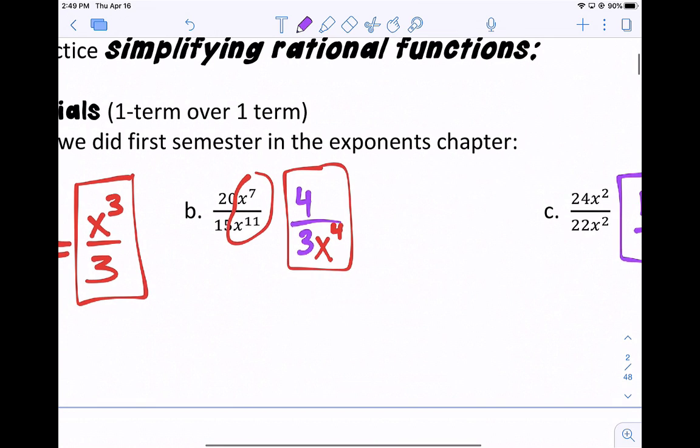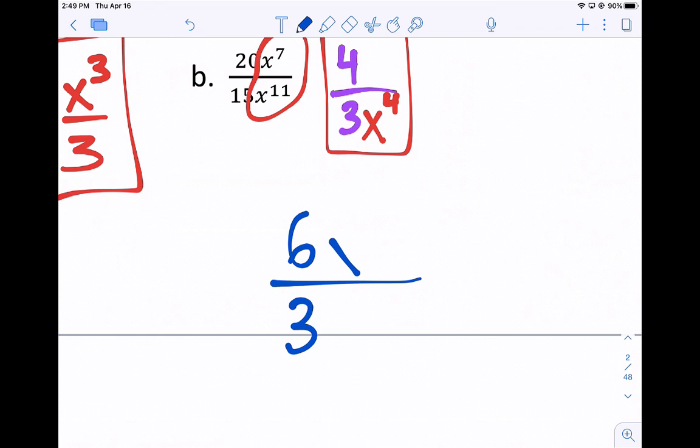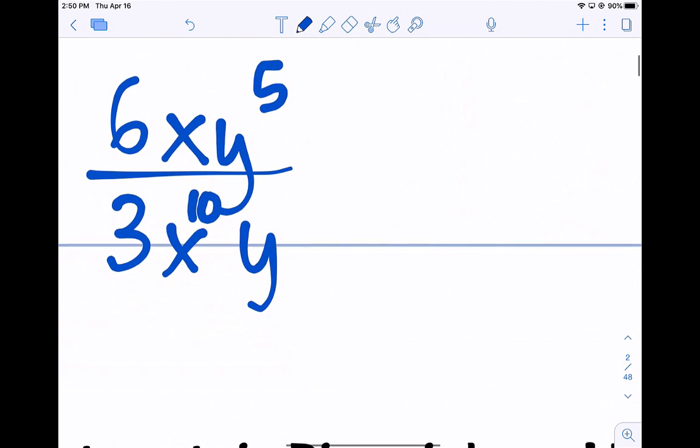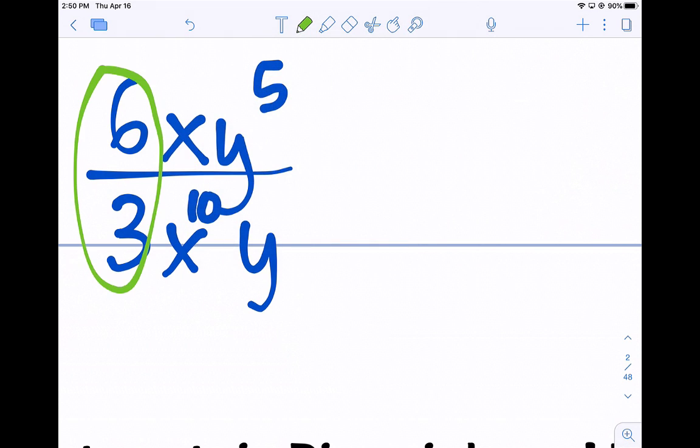And I didn't do any examples with other letters, so I'm just going to make one up. Let's just do 6/3 xy to the 5th over x to the 10th y. Okay, so here will be our last example of a monomial over a monomial. So again, we'll start with our 6 divided by 3. What is 6 divided by 3? That's 2 over 1, or we can just write the 2.